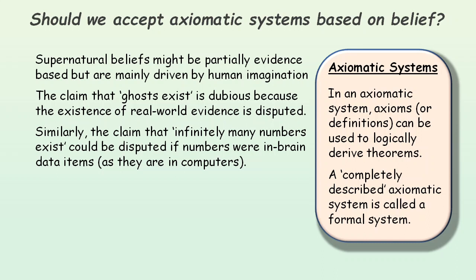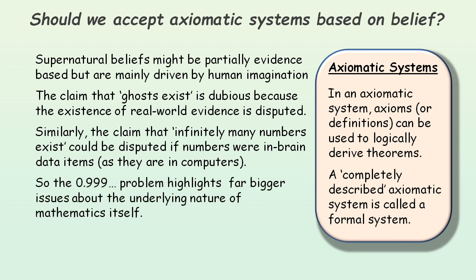So the 0.9 recurring problem highlights very serious issues about the underlying nature of mathematics itself. And if it should be an evidence-based subject, that is, if we are classifying it as a science, then the whole of mathematics is currently fundamentally flawed.